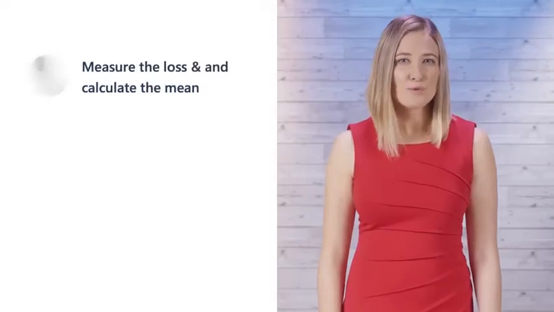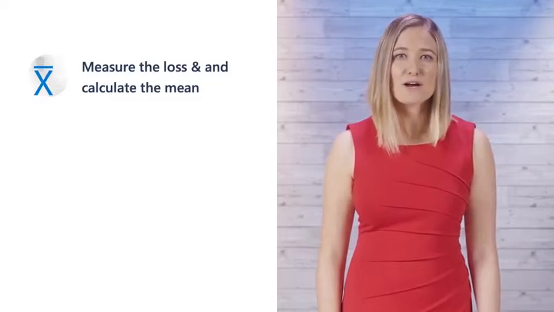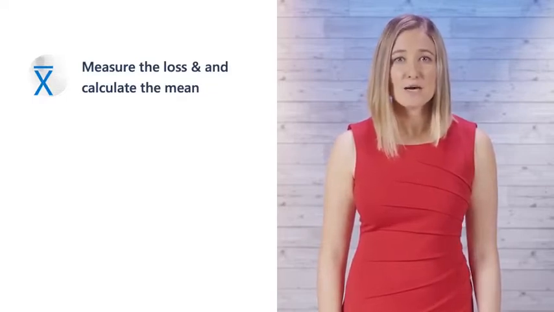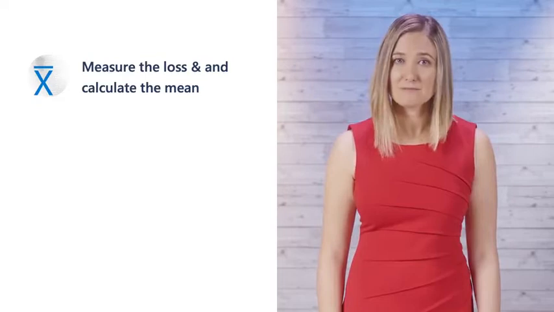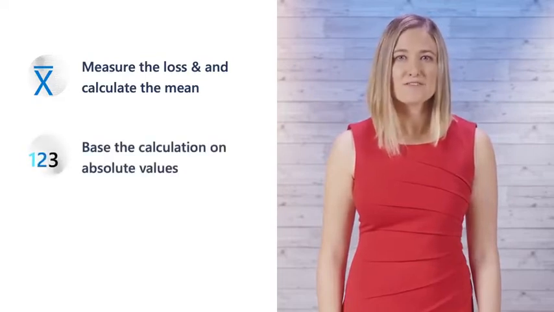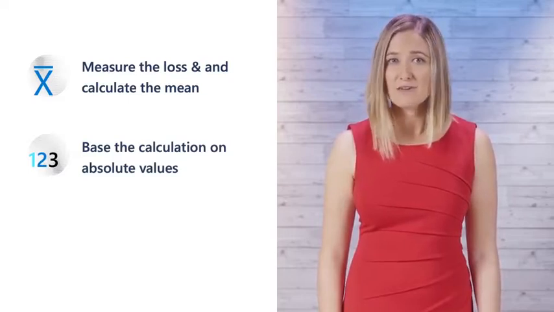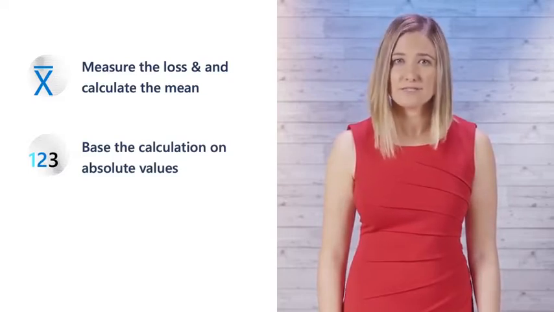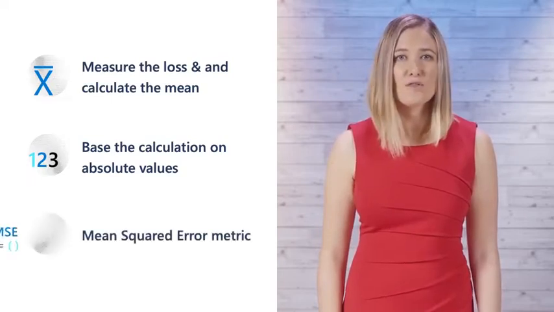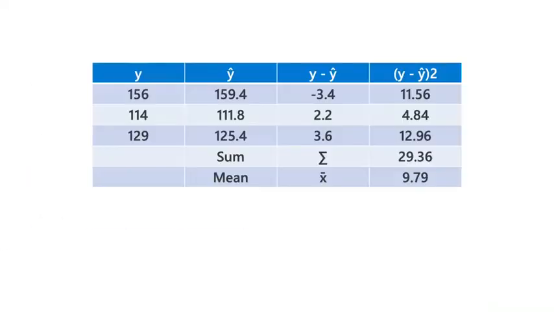One of the most common ways to measure the loss is to square the individual residuals, sum the squares, and calculate the mean. Squaring the residuals has the effect of basing the calculation on absolute values, ignoring whether the difference is negative or positive, and giving more weight to larger differences. This metric is called the mean squared error. Returning to our example, the loss for our model based on the MSE metric is 9.79.